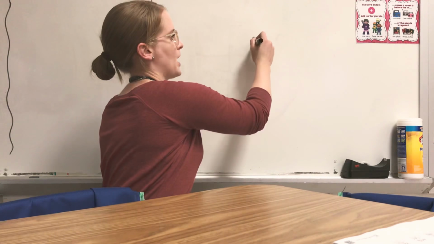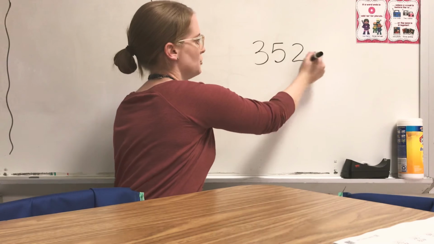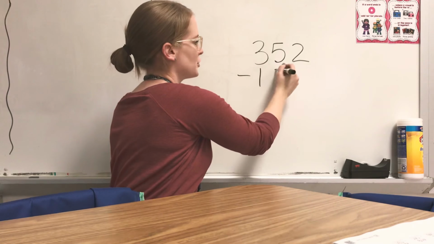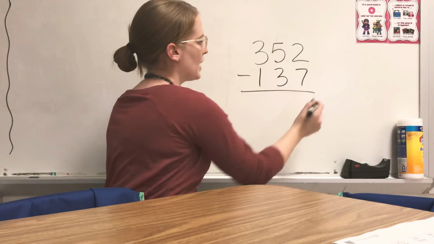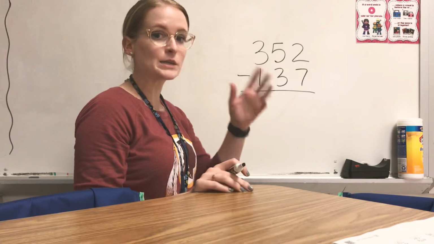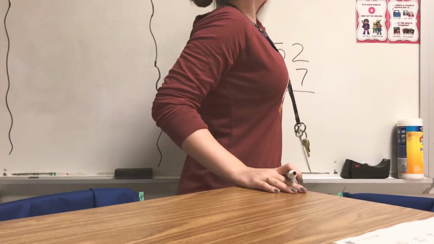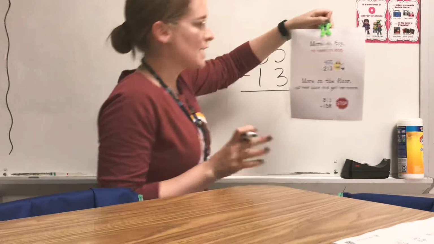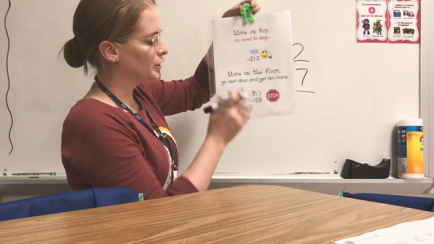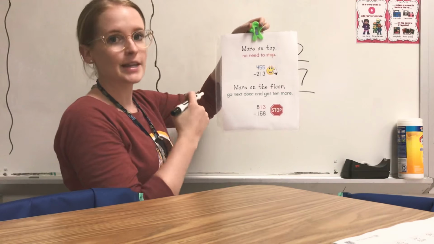So for example, if we have 352 minus 137, we would have a nice amount of space so that in case we needed to do any decomposing, we would have the space. We use this little jingle today. More on top, no need to stop. More on the floor, go next door and get 10 more.